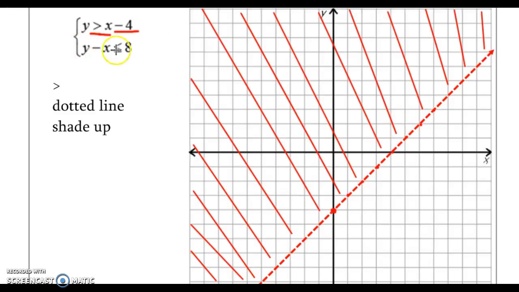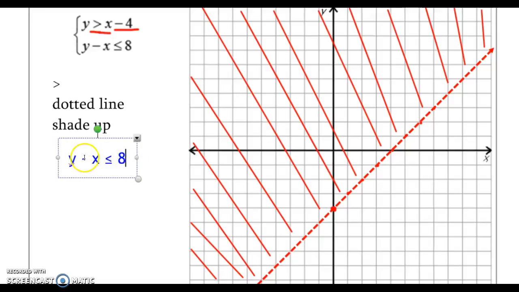The next inequality is y minus x is less than or equal to 8. You can't graph this without solving it first, so I have to solve it first. So here's my inequality. Luckily for me, all I have to do is add x to both sides, and I should get y by itself. So I have y is less than or equal to, this same symbol, so I'll grab that.